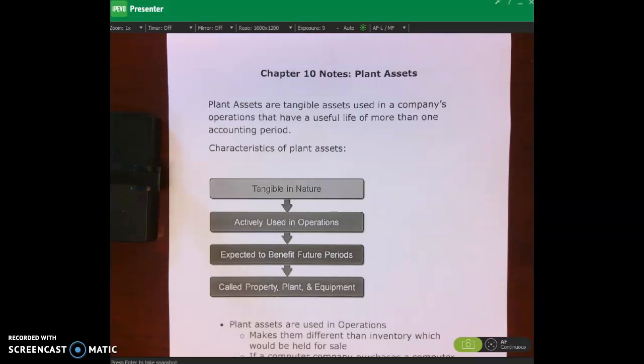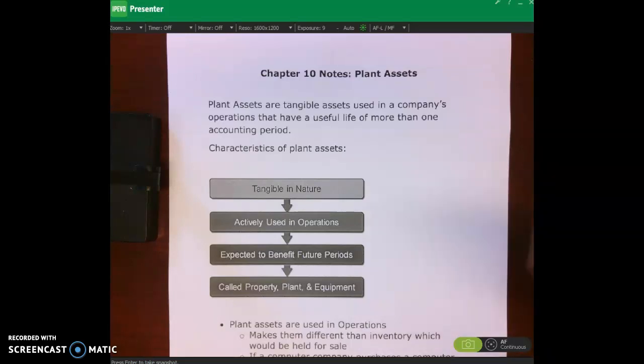But we're talking about Dell Computers here. Dell Computers also has laptops that they sell. The laptops that they intend to sell, that's merchandise inventory. The laptops that they intend to use in company operations, that's plant assets. So whether it's used in company operations or the intention to sell it makes a difference on how you classify it. Okay? So it has to be used in company operations to be classified as a plant asset.